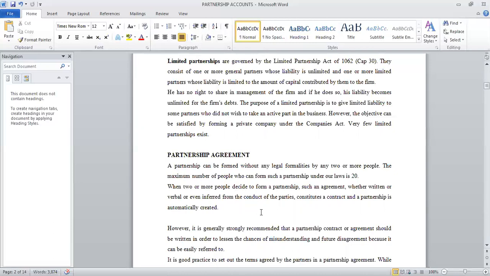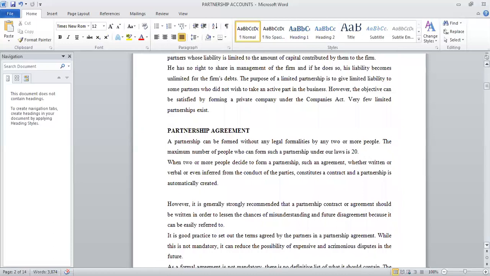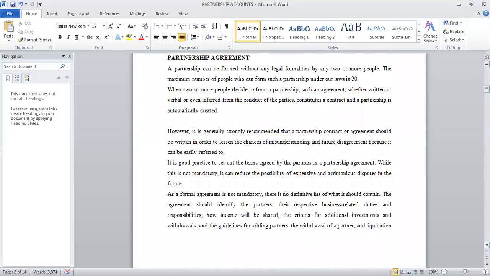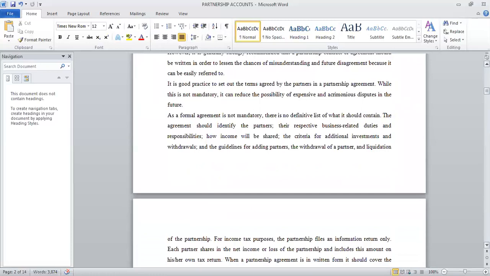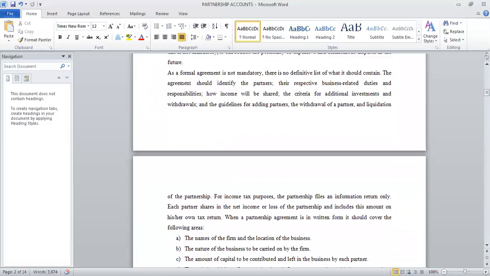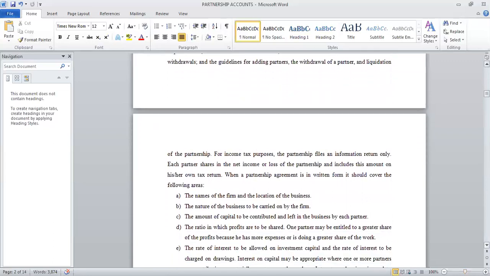So when we say that we have a partnership agreement, it is a contract which has some terms, and these terms must be written down. It is not something verbal, it is a document. In that particular document, we are going to have some kind of agreements, starting with the name of the firm, the nature of the business that is going to be carried out, the amount of capital to be contributed by each partner, and the ratio in which profit and losses are going to be shared.